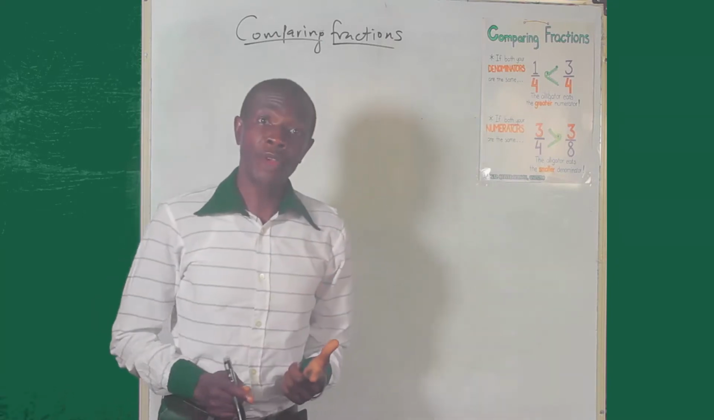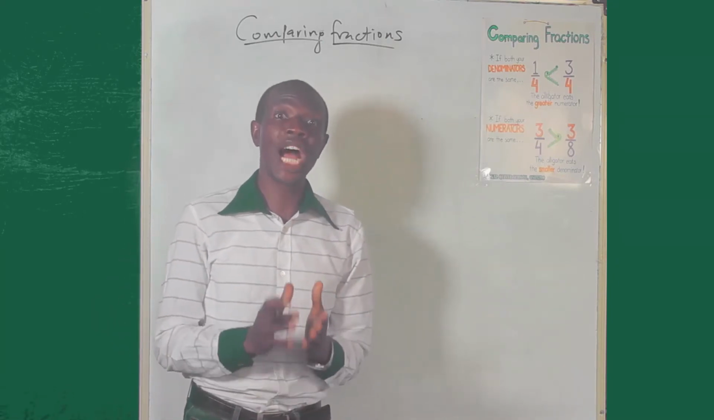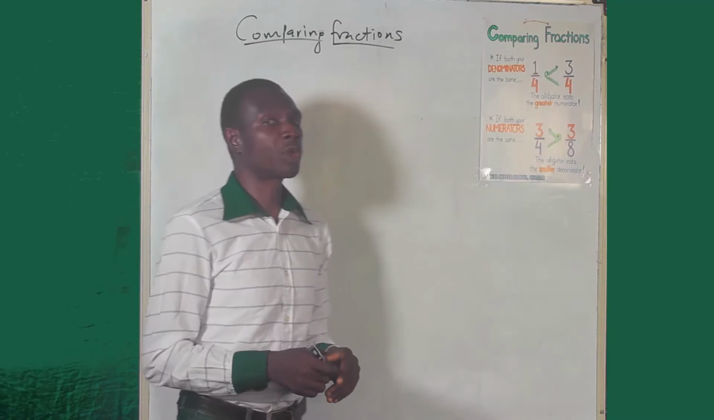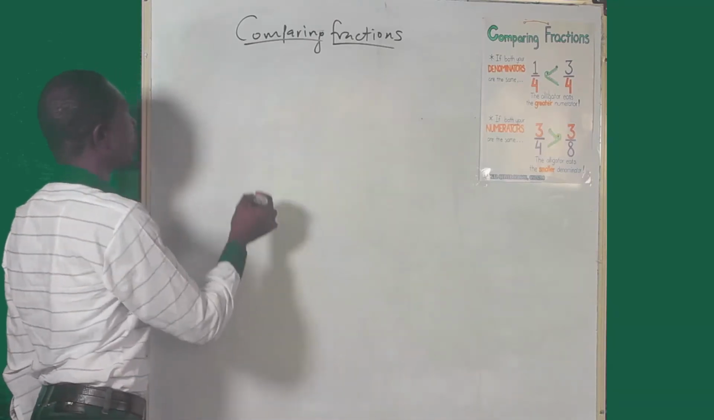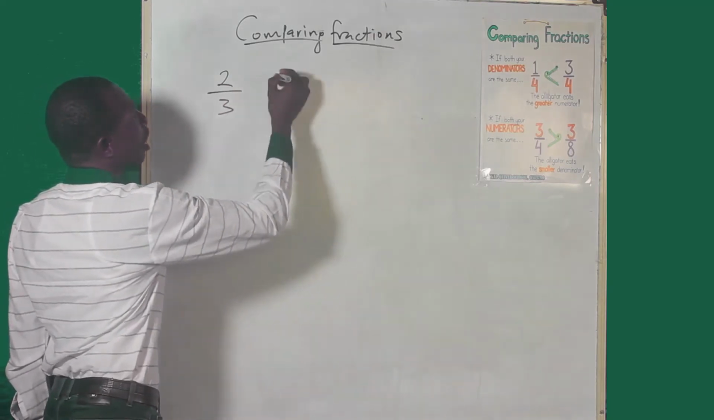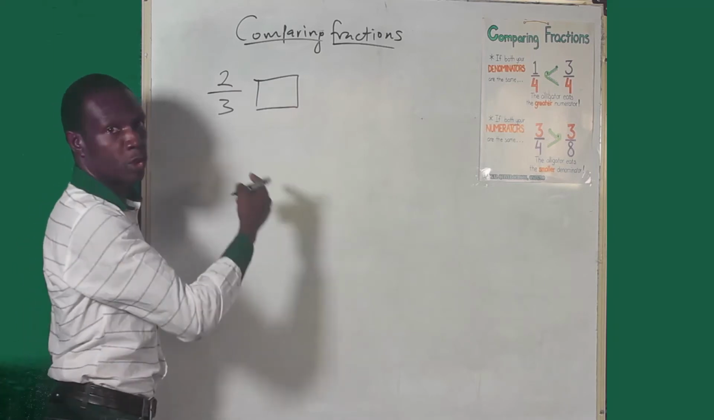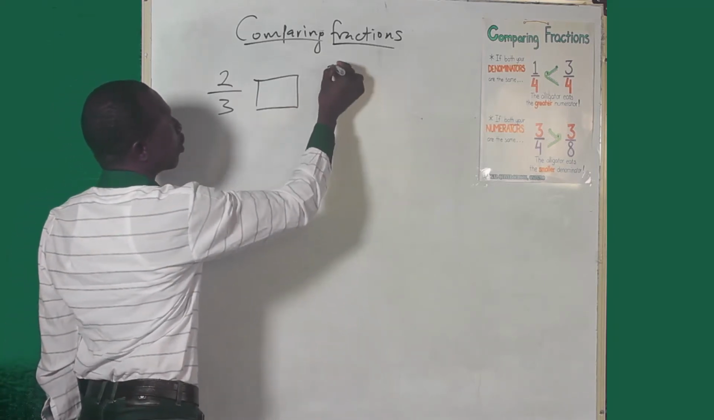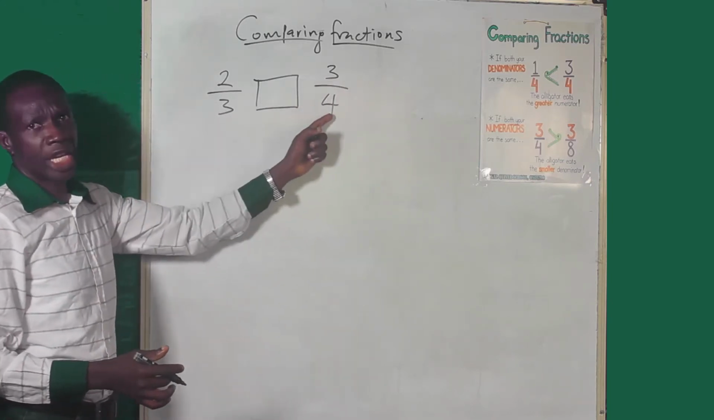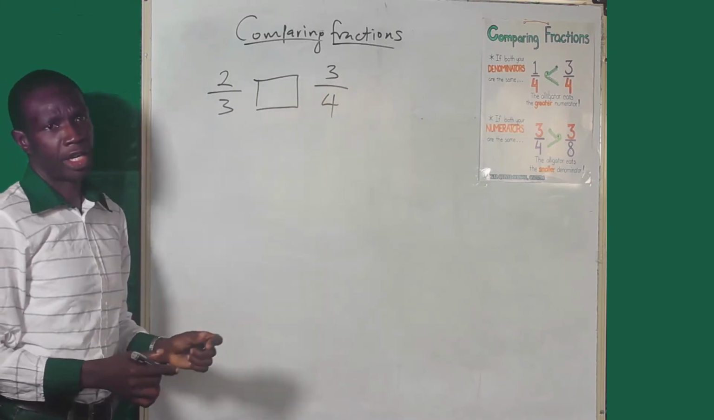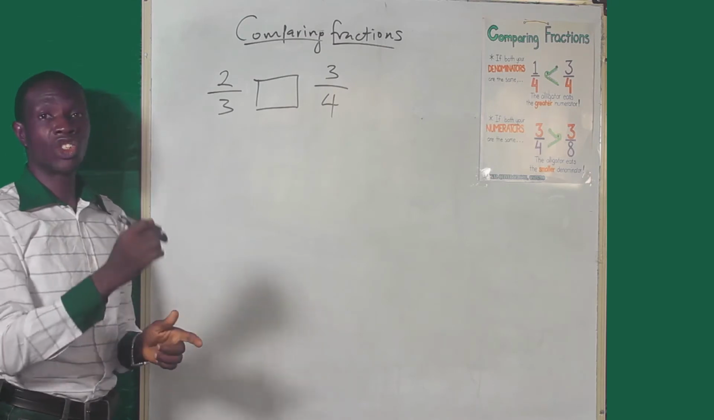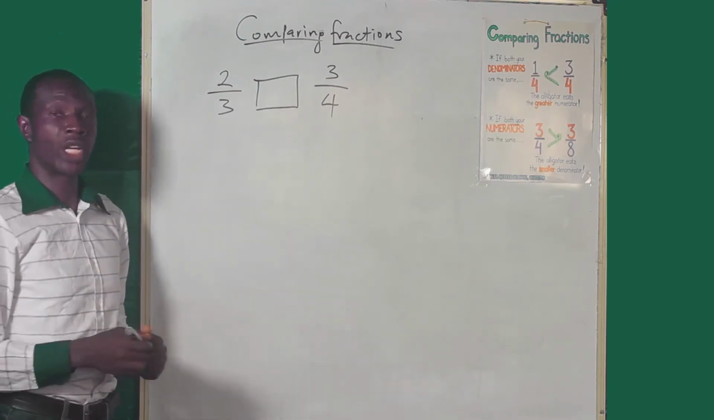Now, somebody may ask, what do we do if we have two fractions without the same numerator or the same denominator? This is what we are going to do. For example, you have 2 over 3 compared with, let me use a box here. We don't know which one is greater. Compared to 3 over 4. There is no the same numerator here and there is no the same denominator here. There are two ways of solving this kind of fraction. The first one is a straight, round, easy way to go.